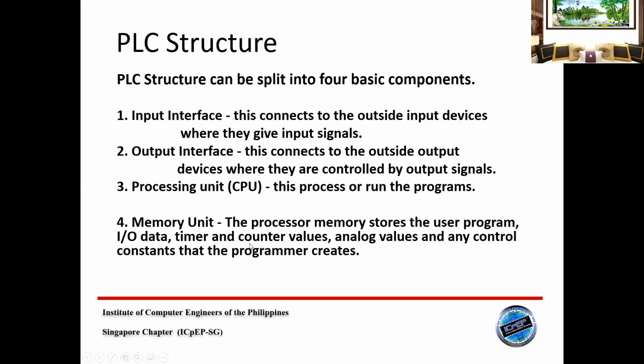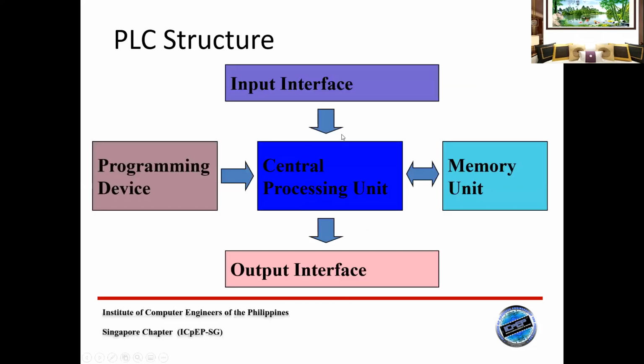So next is the structure. We have the input interface going to the central processing unit. And then if there is a calculation or arithmetic operation, it goes to the memory unit, and vice versa, and then goes to the output interface. This is the programming device. So you can store whatever program you created to your central processing unit.